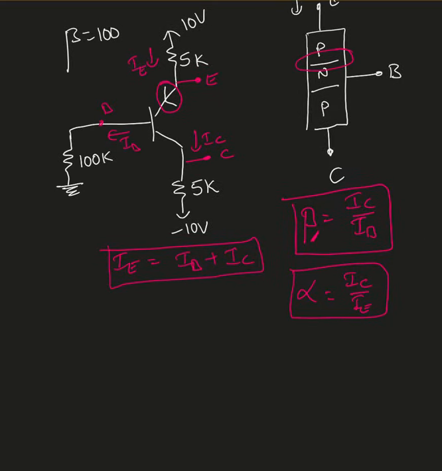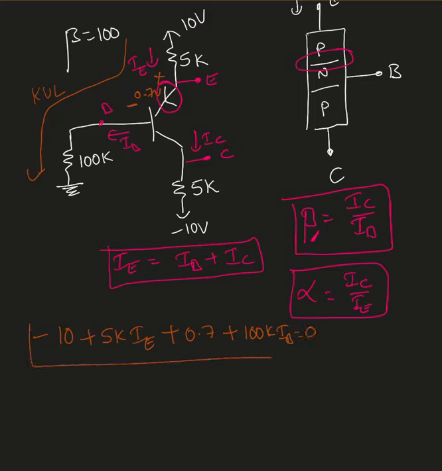Now here, to assume the active mode, the current is going to come down. Okay, so I'm assuming this is the current direction. That's where I'm going to write down the KVL equation through this path. So minus 10 plus 5k times IE plus, since the current is coming down, this is the forward bias, the voltage must be 0.7. So here the emitter is at a higher potential than the base, by 0.7 volts. So plus 0.7 plus 100k times IB equals 0. That is the KVL equation.